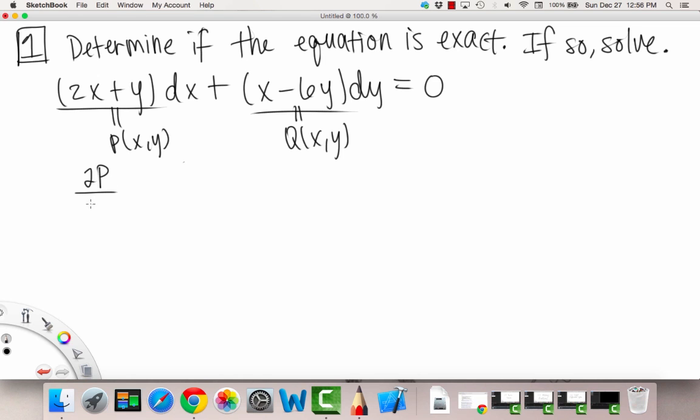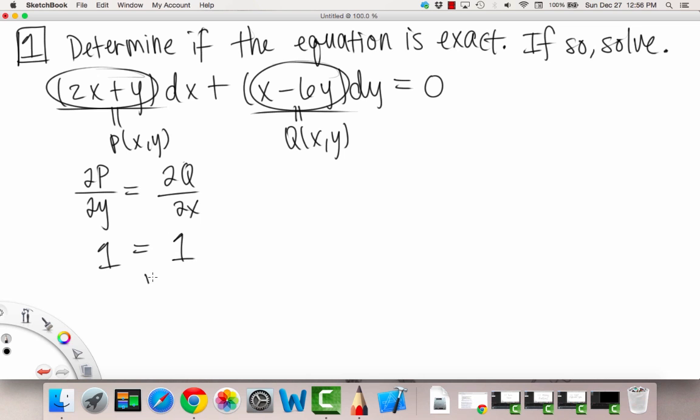In order to determine if our equation is exact or not, we have to determine whether the partial of P with respect to y is equal to the partial of Q with respect to x, okay? And so let's take the partial with respect to y of this thing, and that would just give us a 1, right? And then as is the partial of this with respect to x, that's also a 1. So our equation is exact. So that means we're going to solve for it, okay?